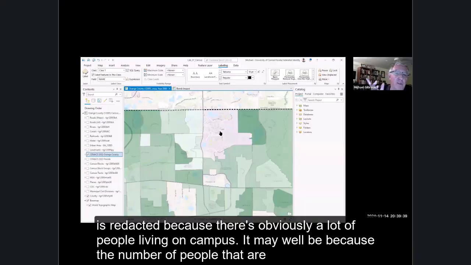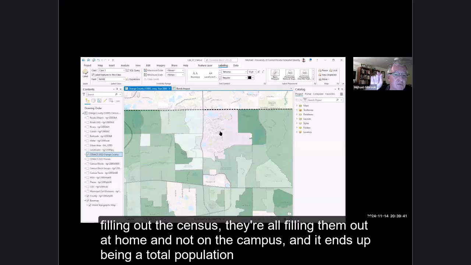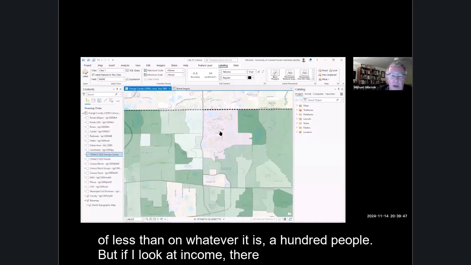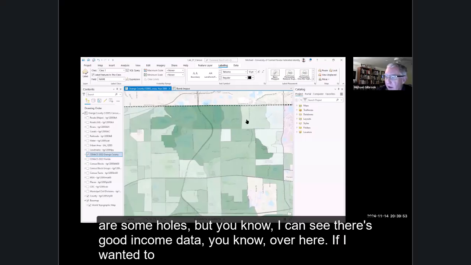It may well be because the people filling out the census are all filling them out at home and not on the campus. And it ends up being a total population of less than, whatever it is, 100 people. But if I look at incomes, there are some holes, but I can see there's good income data over here.